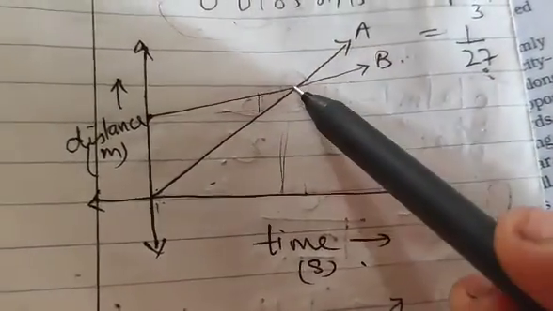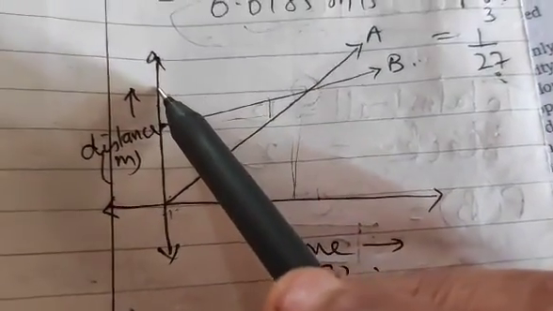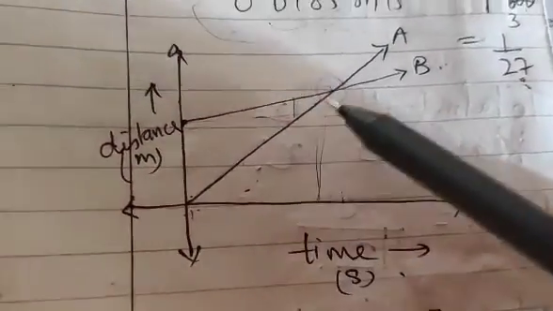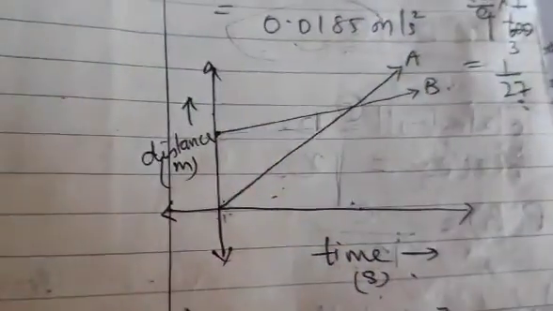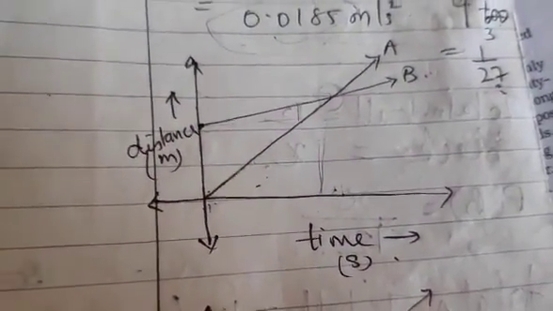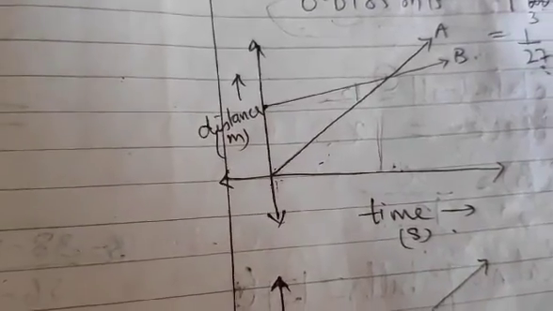At that time, what is the distance that can be known? Okay, so comparing the speeds and also coming to know whether they will meet or not, and when they will meet, at what distance they are going to meet. This information you come to know from the distance time graph.